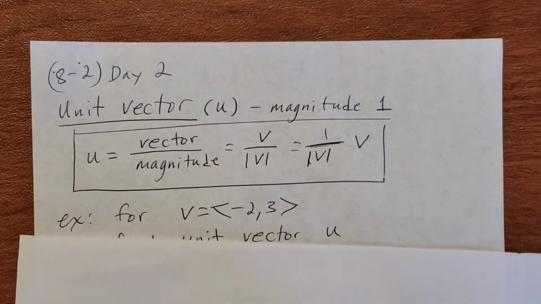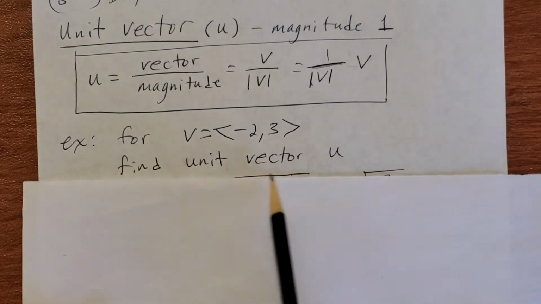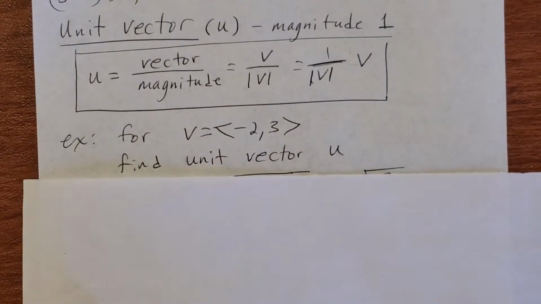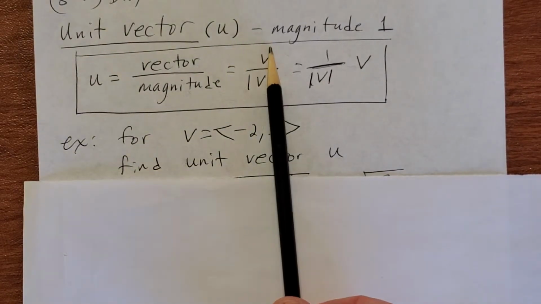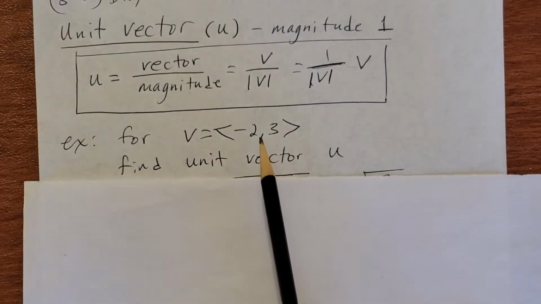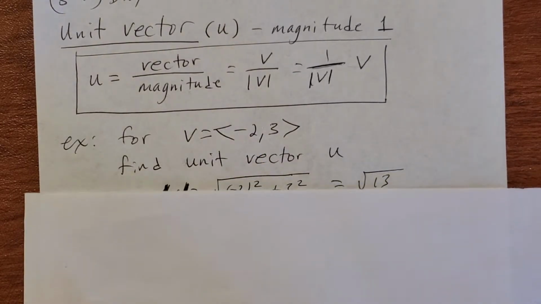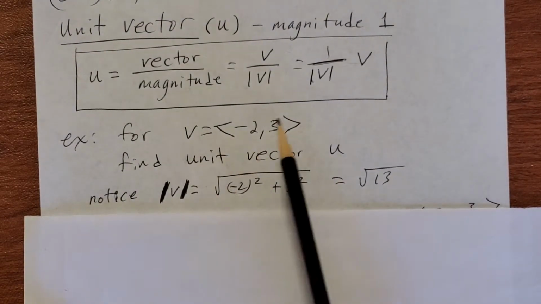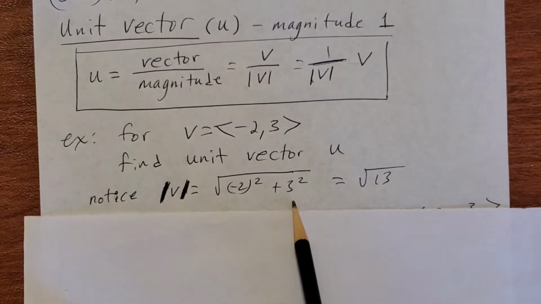So let's try it. So here's a vector, negative 2, 3, and I want to find the unit vector, which we'll call u. Well, wait a minute. The box says that I need the vector and I need the magnitude. That's right. So first we're going to get the magnitude and then put it underneath here. Let's get the magnitude really quick. Remember how we do that? Square root of this squared plus this squared. That's 4, that's 9. So that's square root of 13.